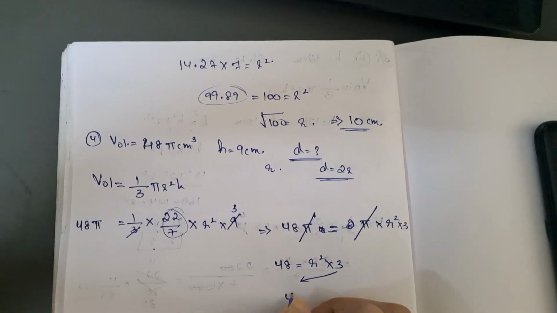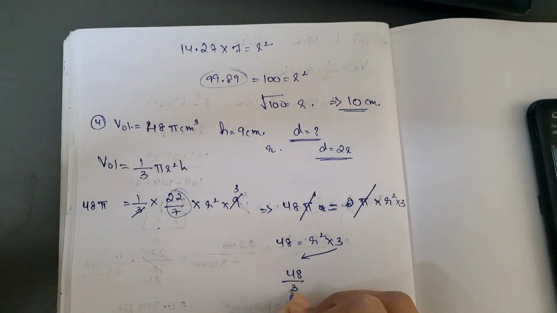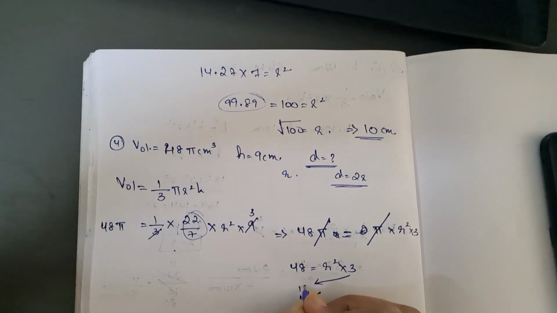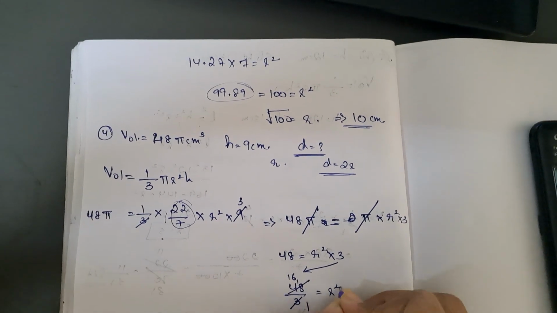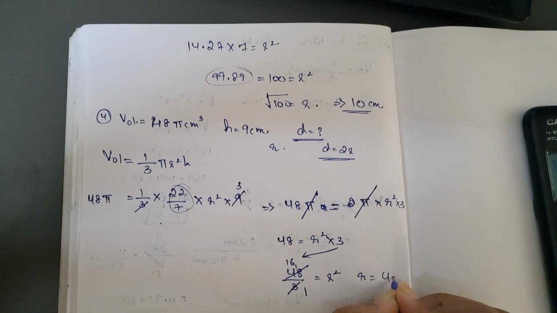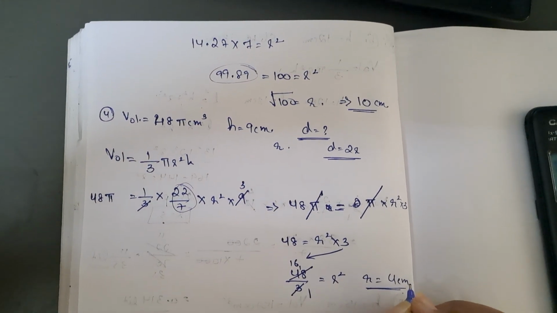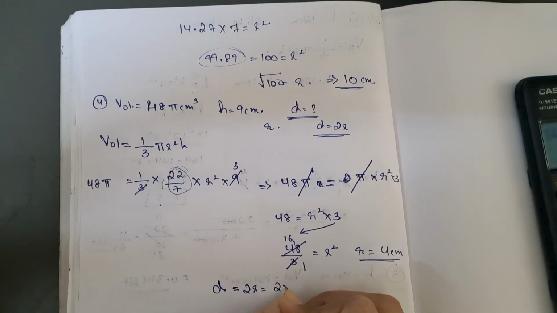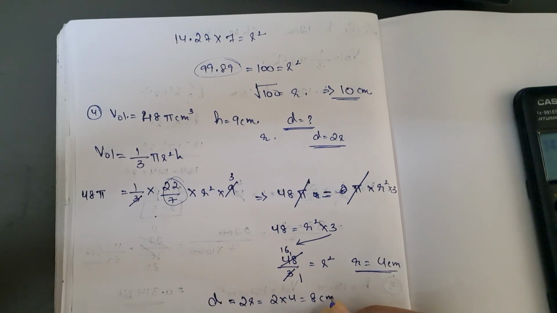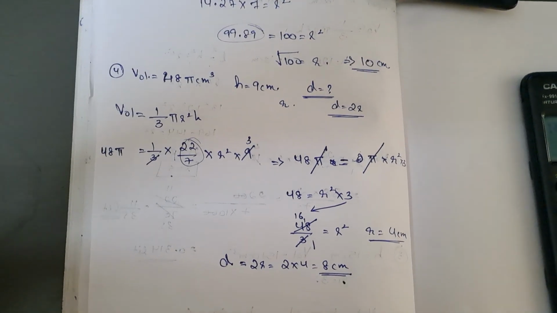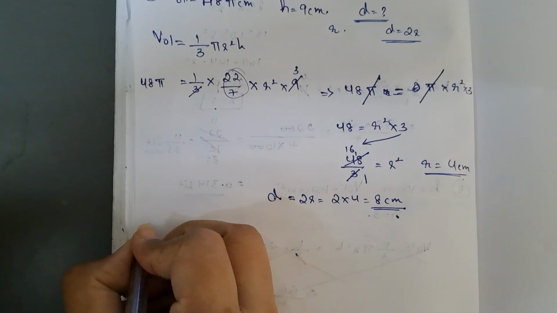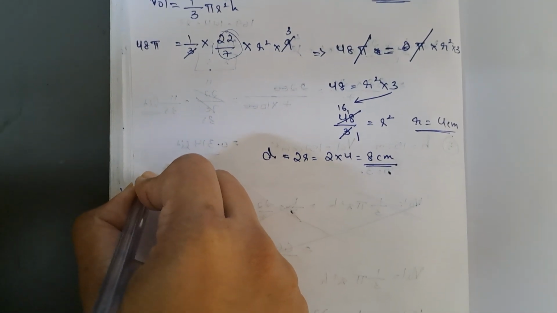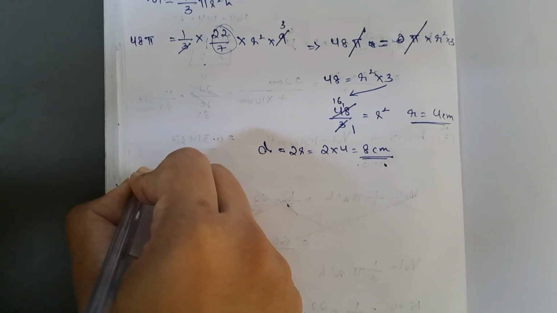Send it towards the other side. 48 multiplication goes towards the other side in division. 3 1 times, 3 1 times, and 3 6 times is equal to r square. Then r value would be 4 centimeters. As soon as I get my r, I'm going to calculate my diameter. Diameter is 2r. So 2 times of 4, that is equal to 8 centimeters is the diameter of this particular shape in here.